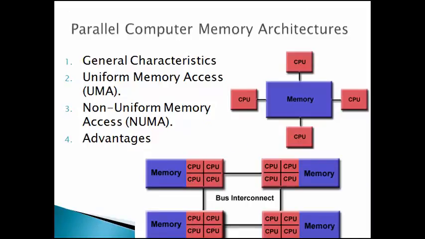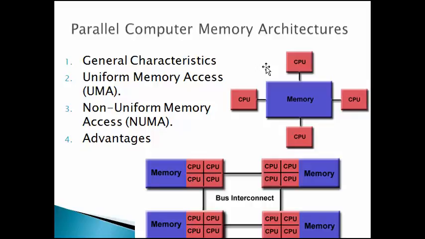General characteristics. 1. Shared memory. Parallel computers vary widely, but generally have in common the ability for all processors to access all memory as global address space. 2. Multiple processors can operate independently but share the same memory resources. 3. Changes in a memory location affected by one processor are visible to all other processors.